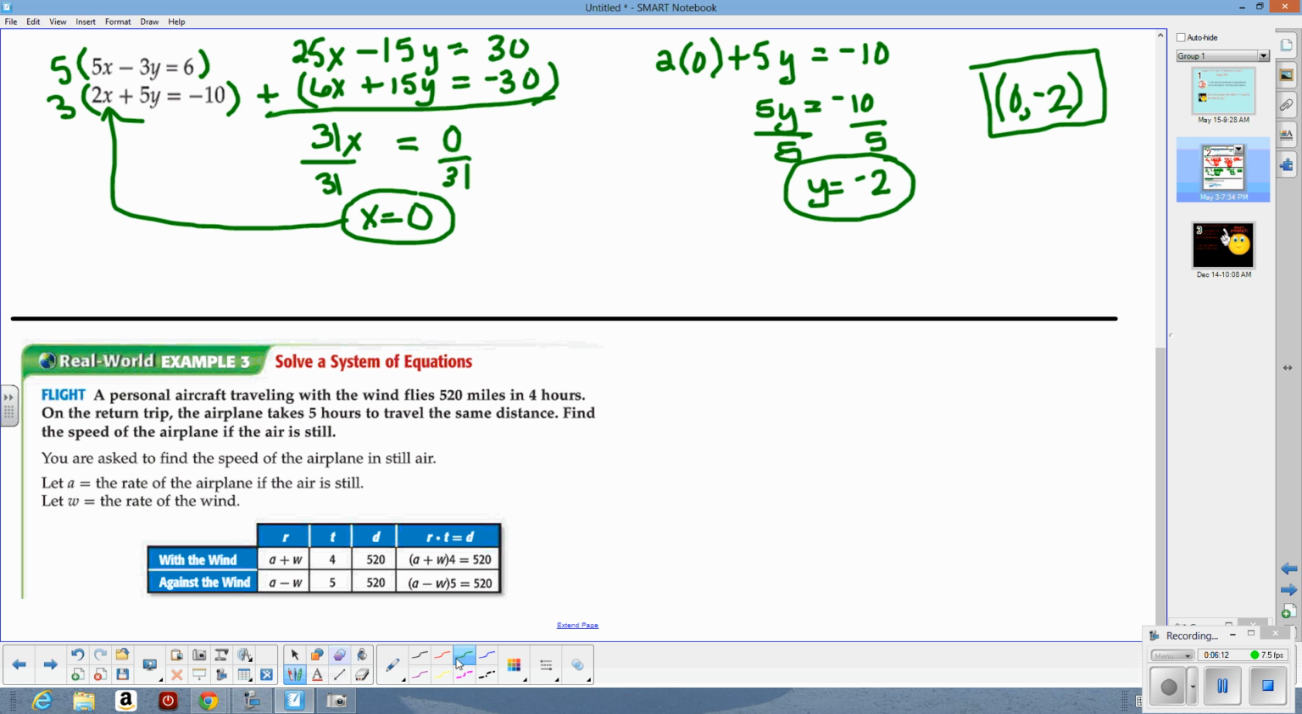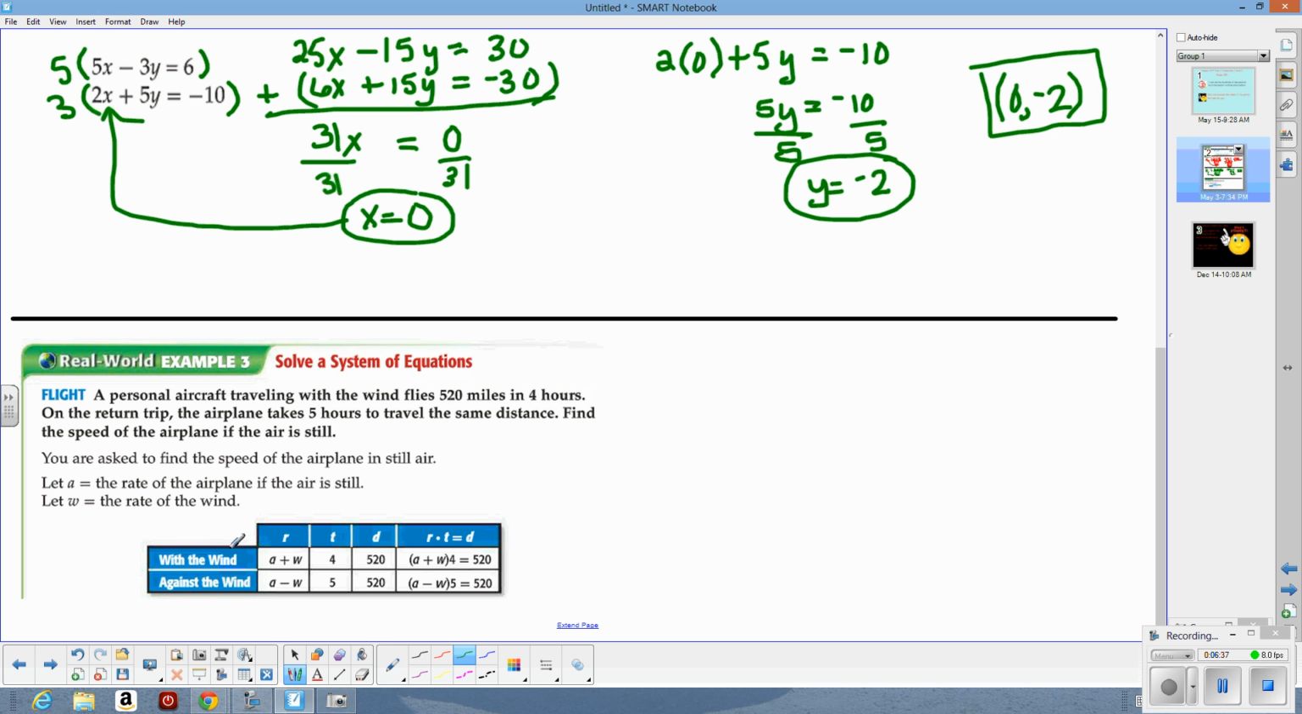Our last example says a personal aircraft traveling with the wind flies 520 miles in 4 hours. On the return trip, the airplane takes 5 hours to travel the same distance. Find the speed of the airplane if the air is still. You are asked to find the speed of the airplane in still air. So we're going to have A be the rate of the airplane if the air is still, and W be the rate of the wind.